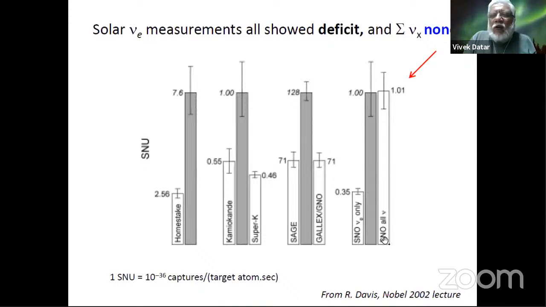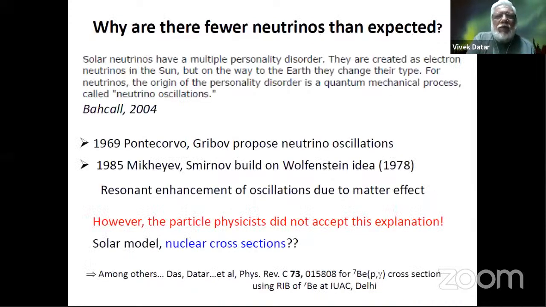But if you looked at that part of the signal which came from all neutrino flavors, the so-called neutral current signal, then you saw the full flux of neutrinos. So this told us that the solar model of Bahcall and company was actually good. In the next slide is shown some of the... why are there fewer neutrinos than expected? So that Murthy has already said.